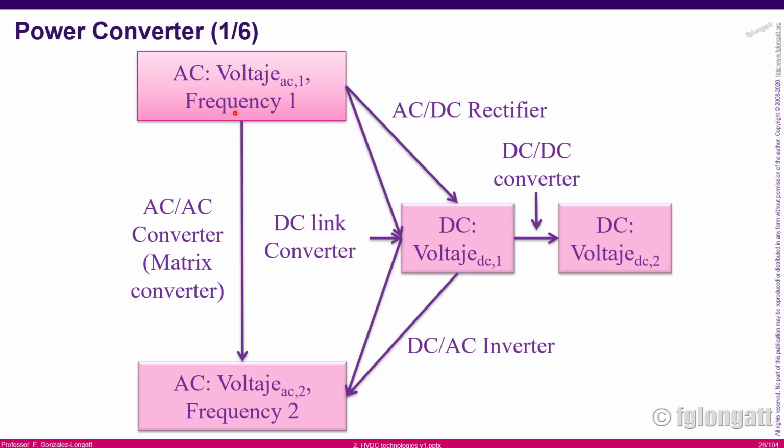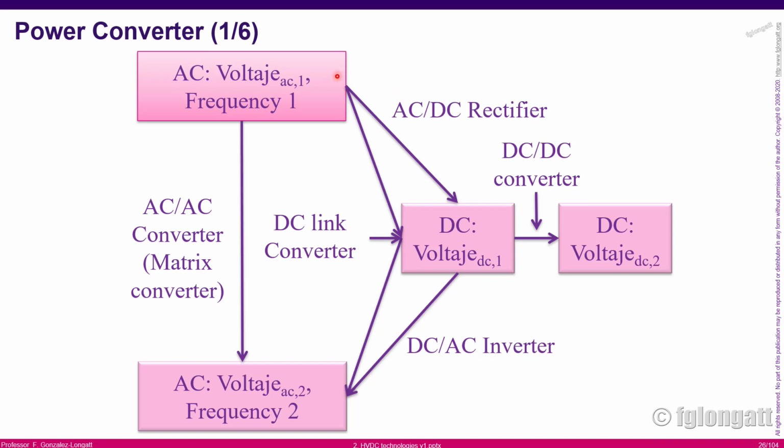Okay, here you can see all the possible configurations. You can see over here AC-AC, AC to DC, that is rectifier, DC to AC, that is inverter, and you can have also DC-DC, okay? For many years, HVDC systems have been moving just in this direction.